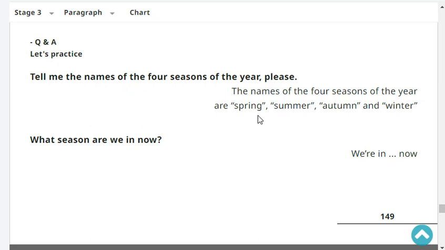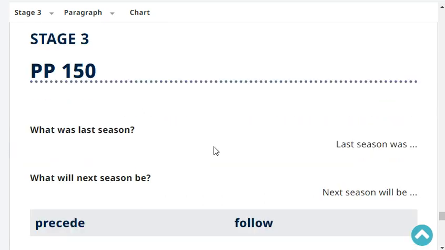The names of the four seasons of the year are spring, summer, autumn, and winter. What season are we in now? We're in autumn now. Very good.